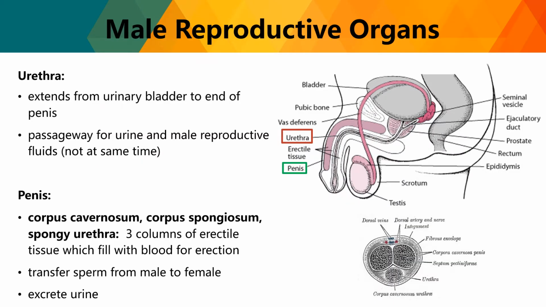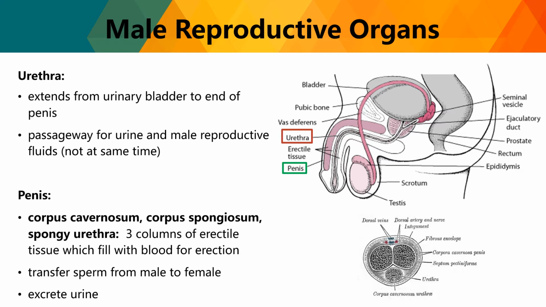So, next we have what you call your urethra. This extends from the urinary bladder to the end of the penis. And this is the passageway for the urine and male reproductive fluids. But then again, the urine and of course the reproductive fluids do not come out from the urethra at the same time. So, pwedeng may maunang isa, pwedeng mahuli yung isa.